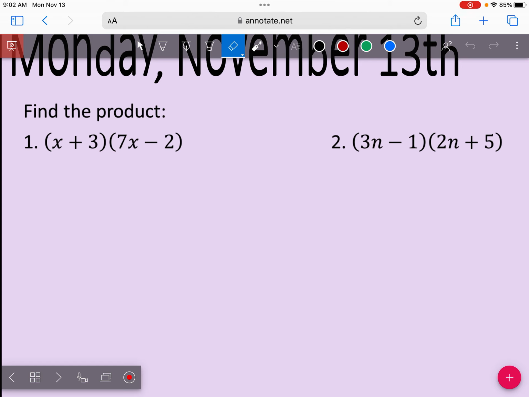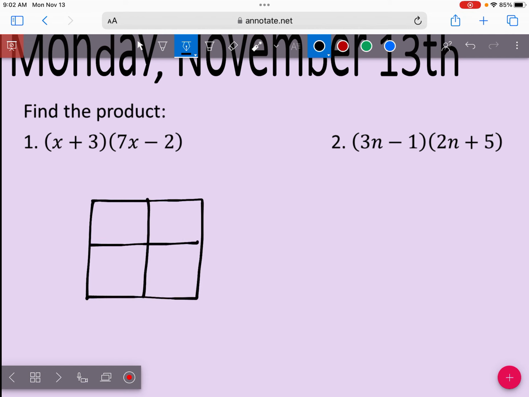So find the product. When it says find the product, that means we're making our box. Go ahead and make your box, and multiply x plus 3 times 7x minus 2. Go ahead, fill in all 4 squares.